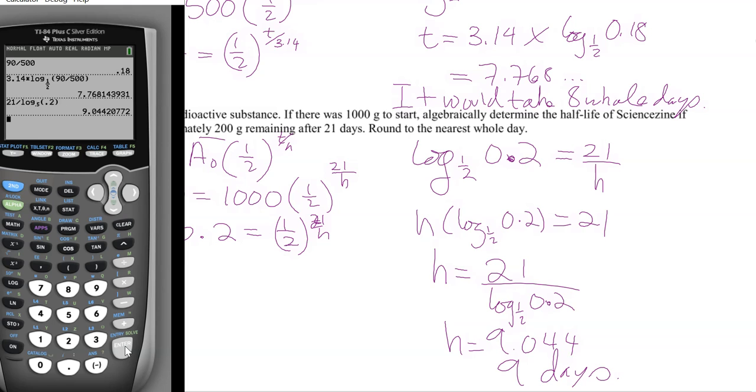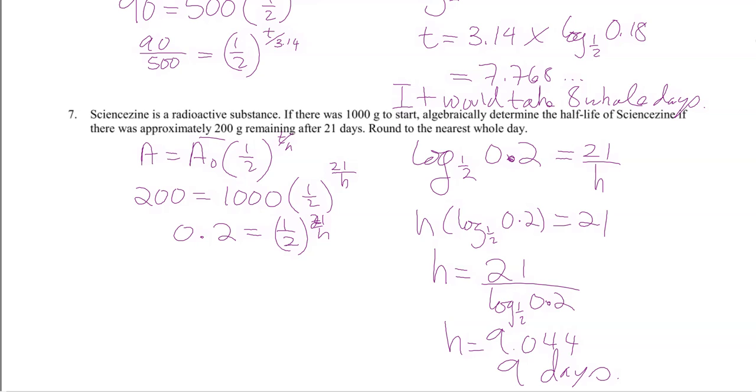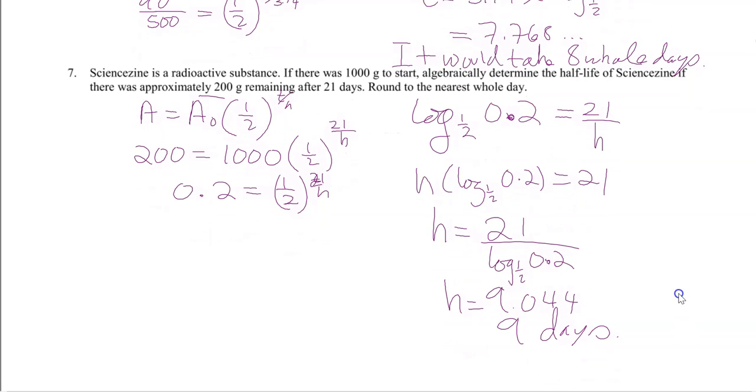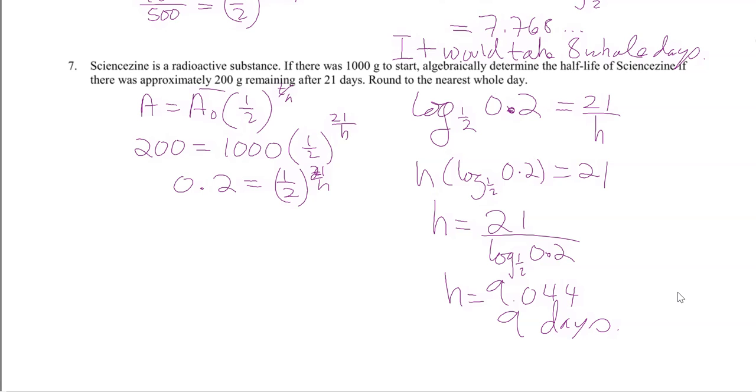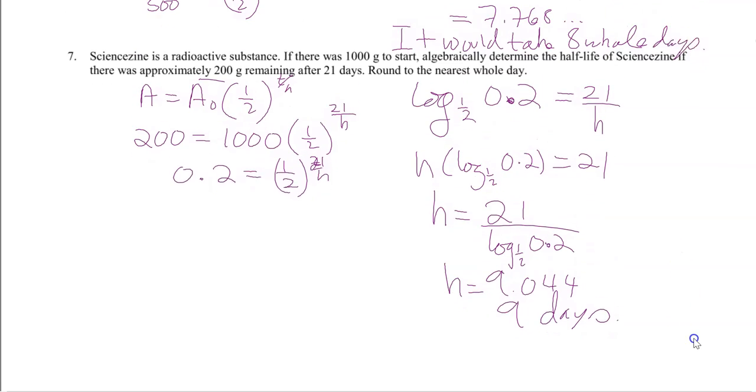It says we get approximately 200 grams. So there might be a smidge over 200 grams, but in this case, normal rounding applies. It's 0.04 of a day. Not that much. Any questions?